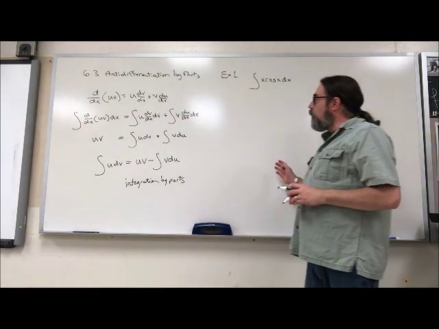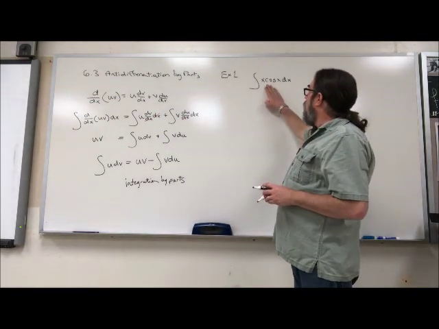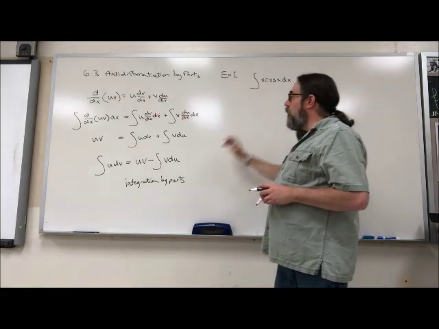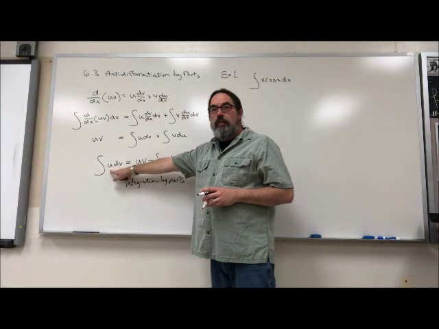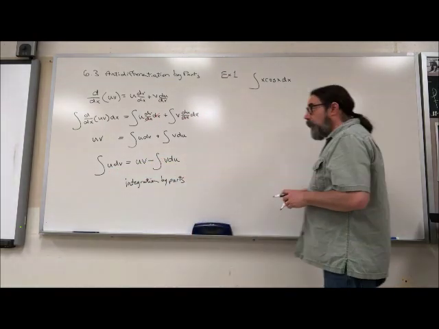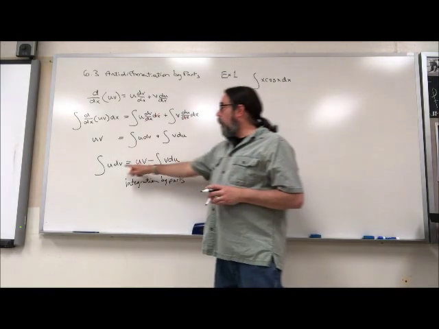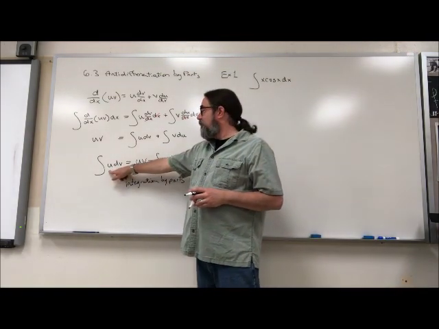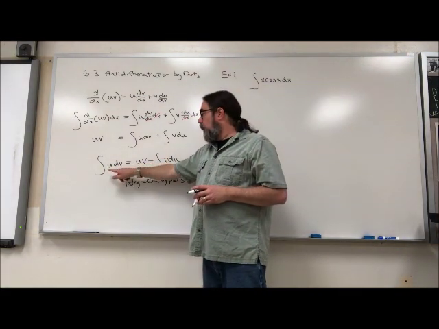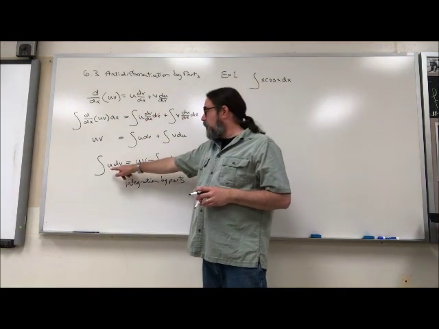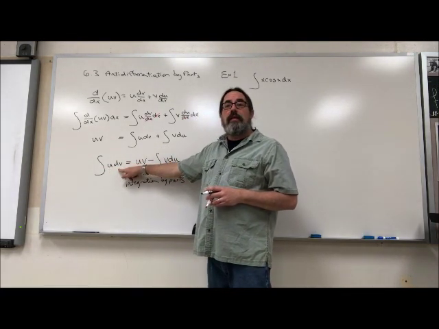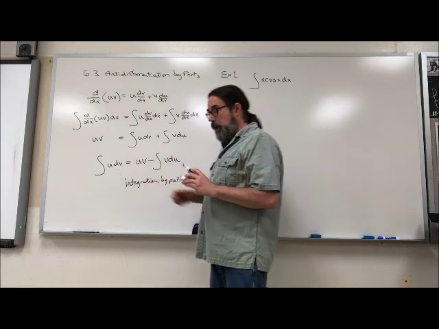So in order to use this, we need to take our x cosine x and separate it into two things, a part that we're going to consider to be u and a part that we're going to consider to be dv. The part that we're going to consider to be u, we want that to be something that is easy to differentiate and that simplifies when you differentiate it. And the dv, we want to be something that is easy to anti-differentiate.